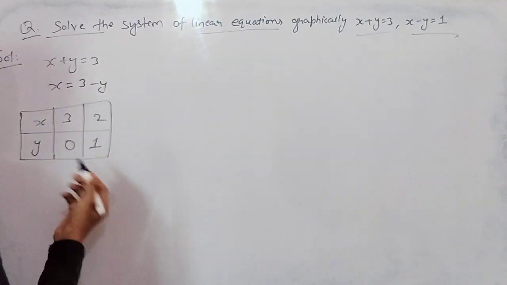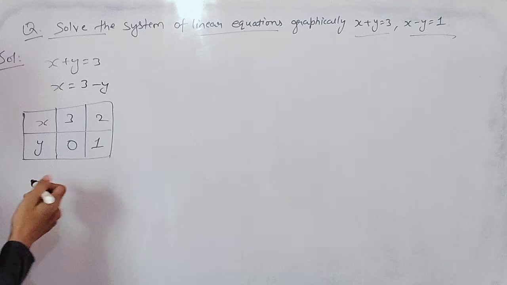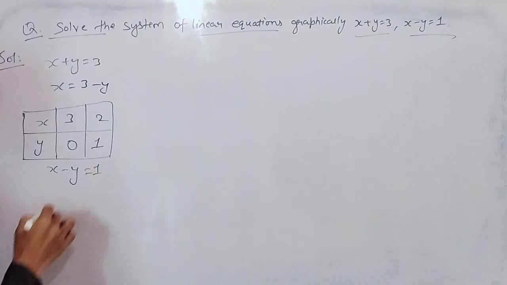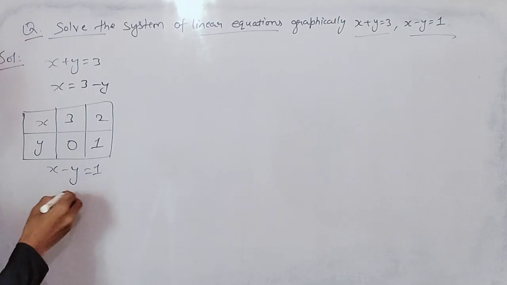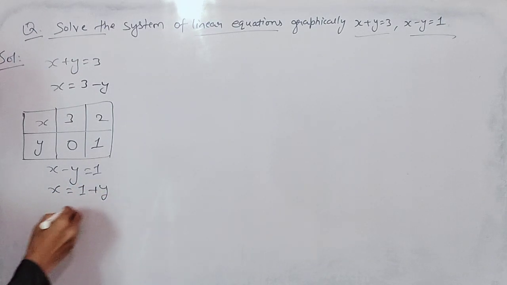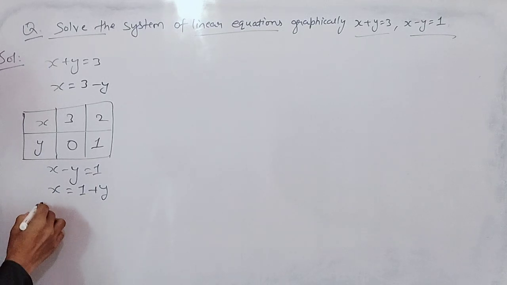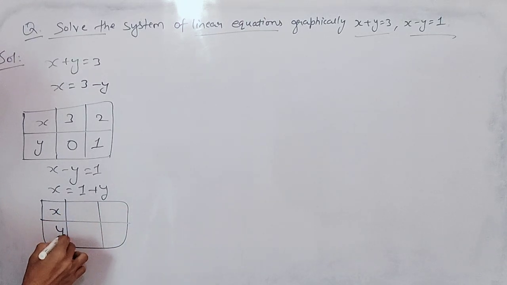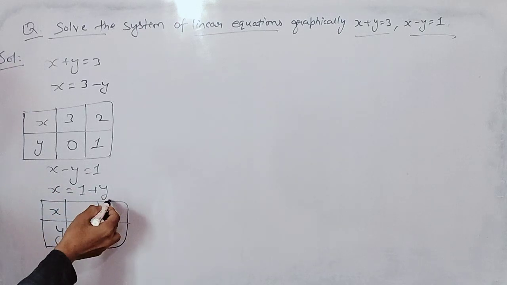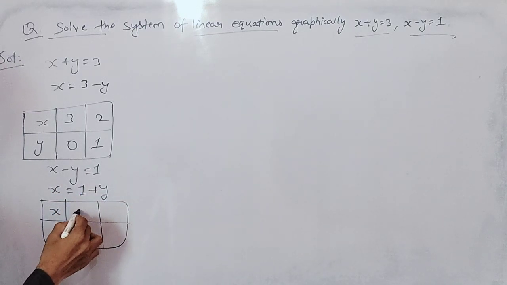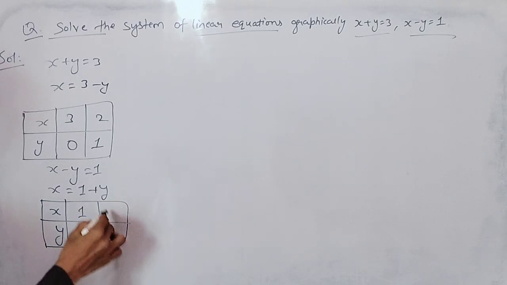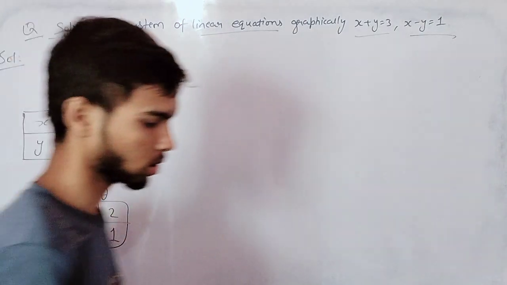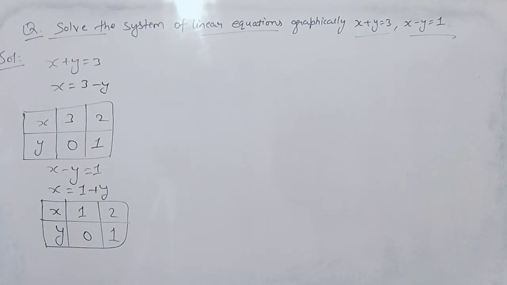Now what about the next? Same we will do for the next. x minus y is equal to 1, so x is equal to 1 plus y. We are drawing a box. Now here, if we take y as 0, then we will get x as 1. If we take y as 1, then we will get x as 2. So finally we have found the solutions of the two linear equations.